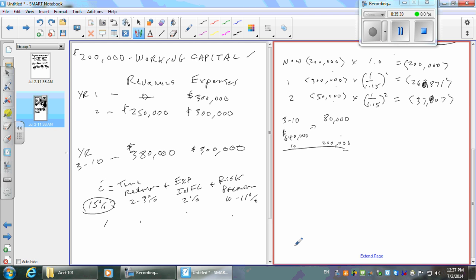What's the difference between 640 and 350? 290. So over 10 years, we make 290,000. So you do have a profit on this. Does everybody agree? Okay. All right. So how would you value this one?